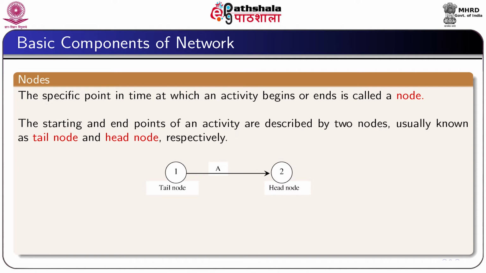Nodes: the specific point in time at which an activity begins or ends is called a node. The starting and end points of an activity are described by two nodes, usually known as tail node and head node as shown in the figure. A node is generally represented by a circle, and the numbers within the circle distinguish an activity from another one.